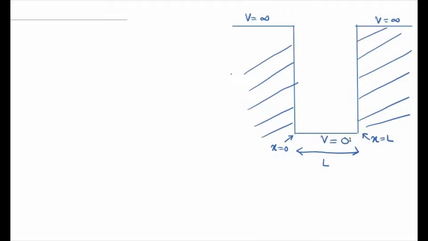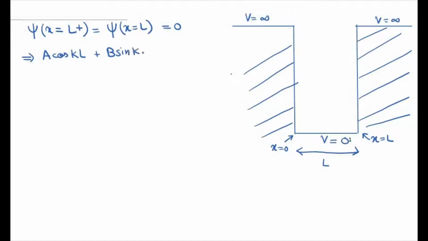So psi at x equal to L plus, which is slightly outside the boundary, should be equal to psi at x equal to L, because the wave function is continuous. And since this part is equal to 0, because the wave function cannot exist outside the well, therefore psi at x equal to L should also be 0. So we put it in this form: a cos kL plus b sin kL equals 0.